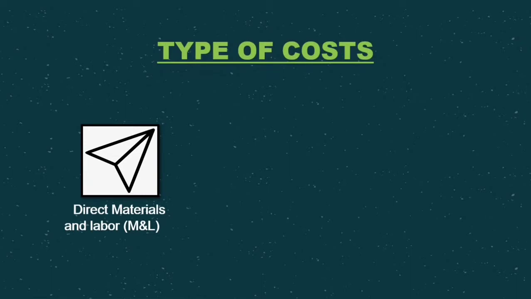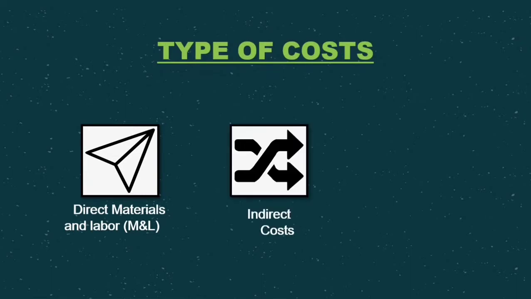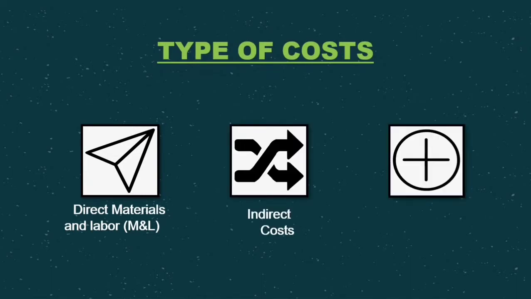Hello everyone, I'm Kanchana and I'm going to explain the types of cost. There are three types of cost. The first one is direct materials and labor. The second one is indirect cost and the third one is other cost.